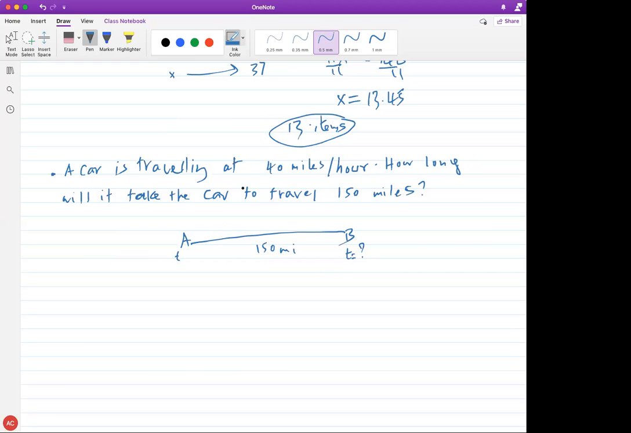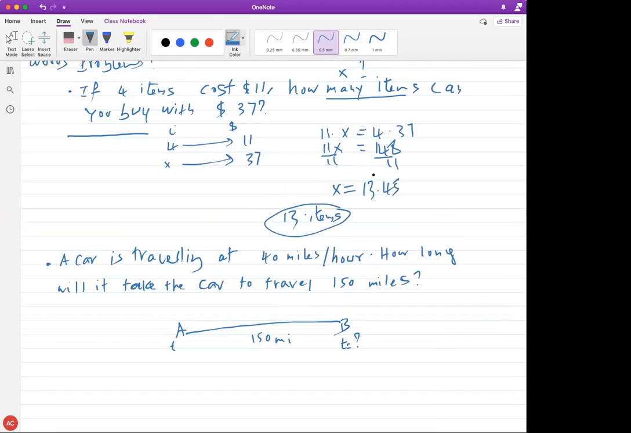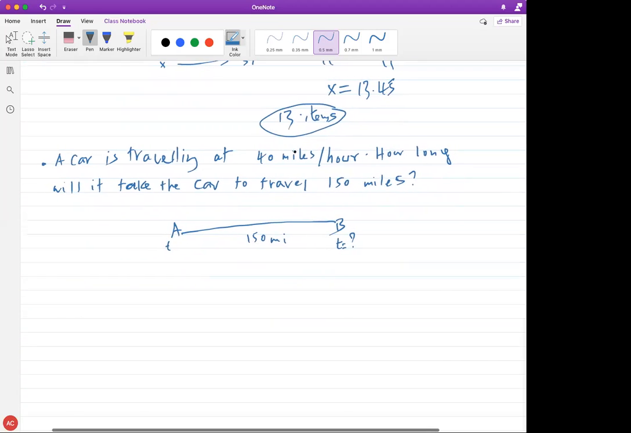You might be able to approximate it, especially if the numbers are convenient. If this was, for example, 80 miles here, you would know that you're going to need 2 hours, 1 hour for each 40 miles. But 40 doesn't exactly go into 150 evenly, so you will have to do some math to find a number like this with a decimal.